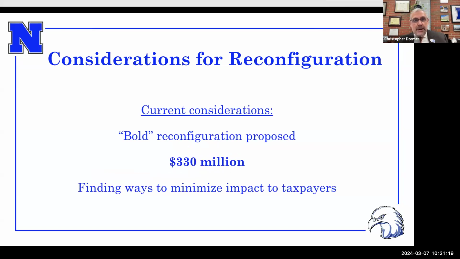At the end of our workshop, we settled on what are our current considerations. It is bold and quite different than what we are doing now in our 13 buildings that are either K-4, 5-8, and 9-12. I'm calling this a bold reconfiguration proposal. And with it came not just modernization and renovation, but also additions and new construction. That pushes the price from $180 million to nearly $330 million.